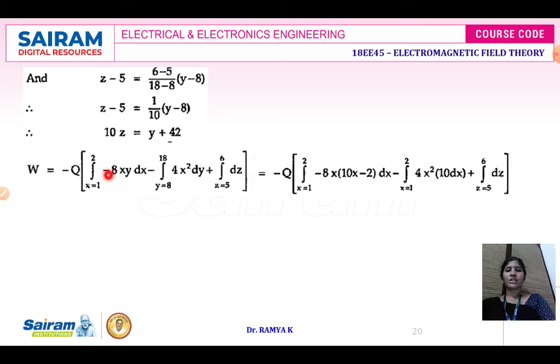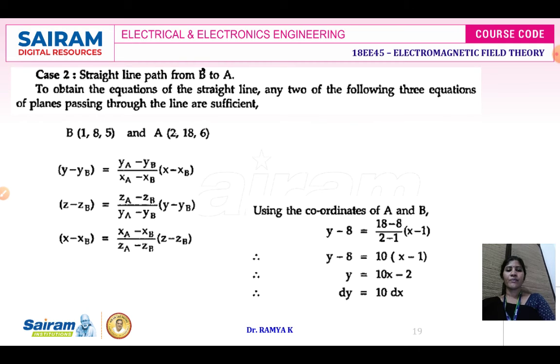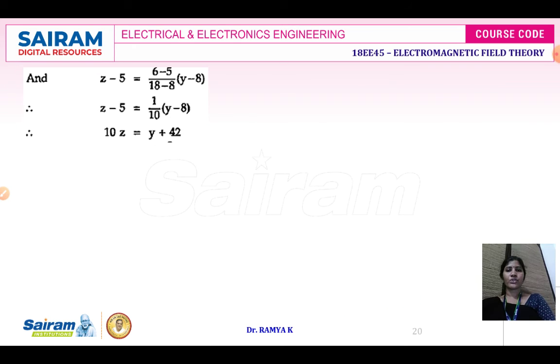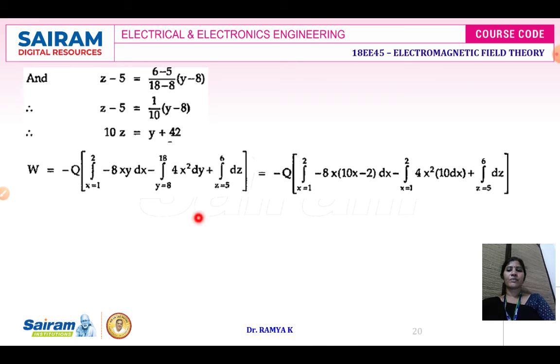The first term will remain as such, and in the place of y you have to substitute 10x minus 2 into dx, because from the previously obtained equation y is equal to 10x minus 2 and dy is equal to 10 dx. When we substitute in the original equation, we have y is equal to 10x minus 2 into dx, minus integration of 4x square, and in the place of dy, 10 dx. Since the complete term has been changed to dx, the integration limit will be only with respect to x, so x is equal to 1 to 2, plus here dz, z is equal to 5 to 6 dz.